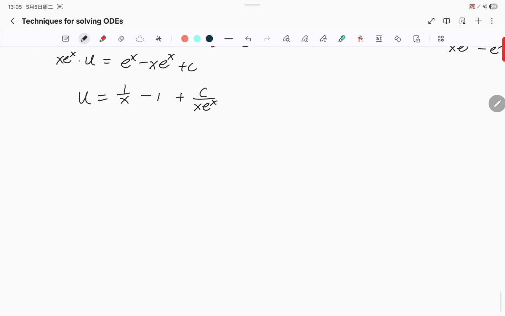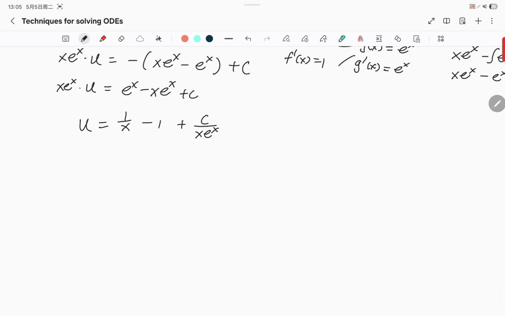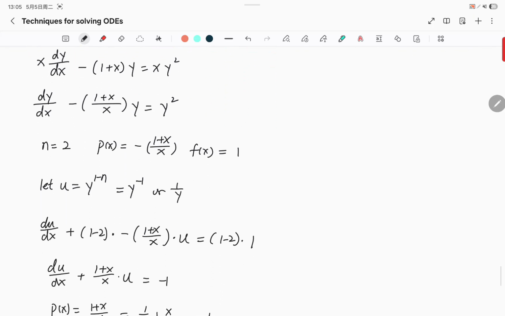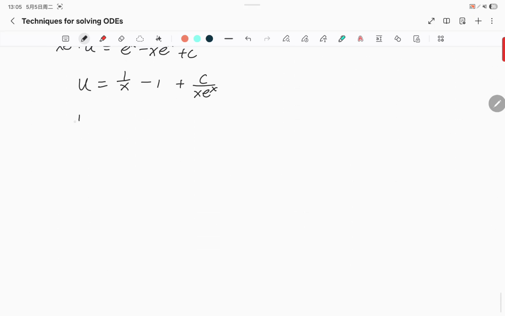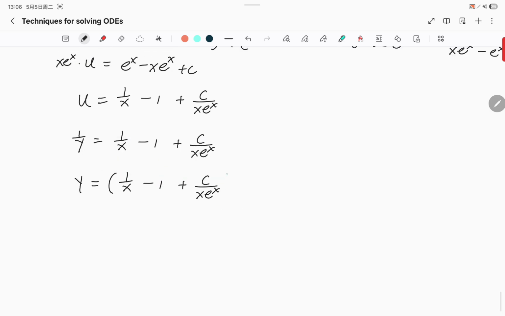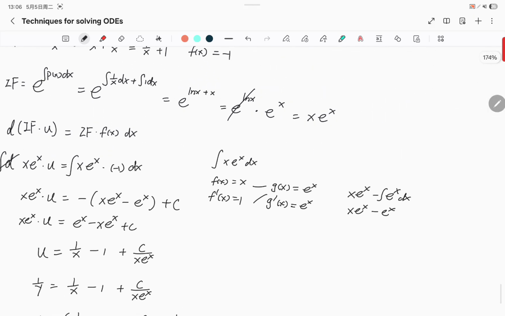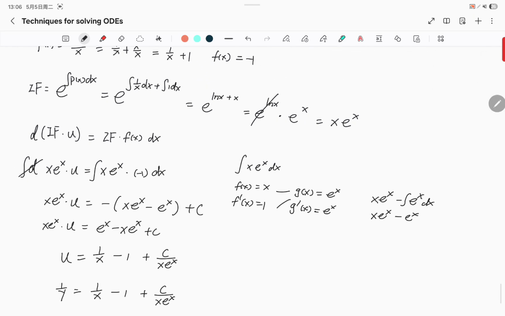Final step, you don't leave u, you want y, and from my first step, u is equal to 1 over y. So here it's going to be 1 over y is equal to, I'm not going to copy this whole thing, right? And now, very last step, you do this whole thing inverse. There we go.